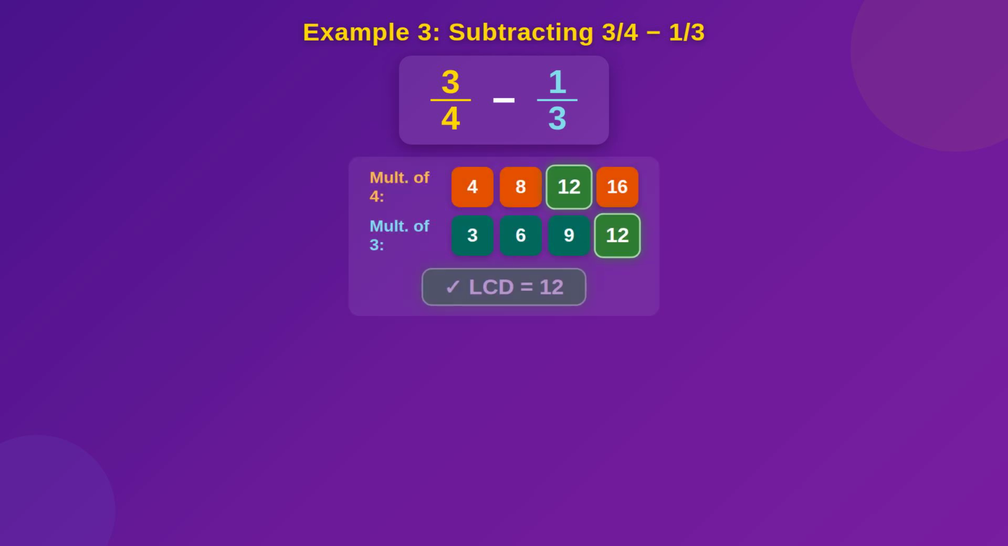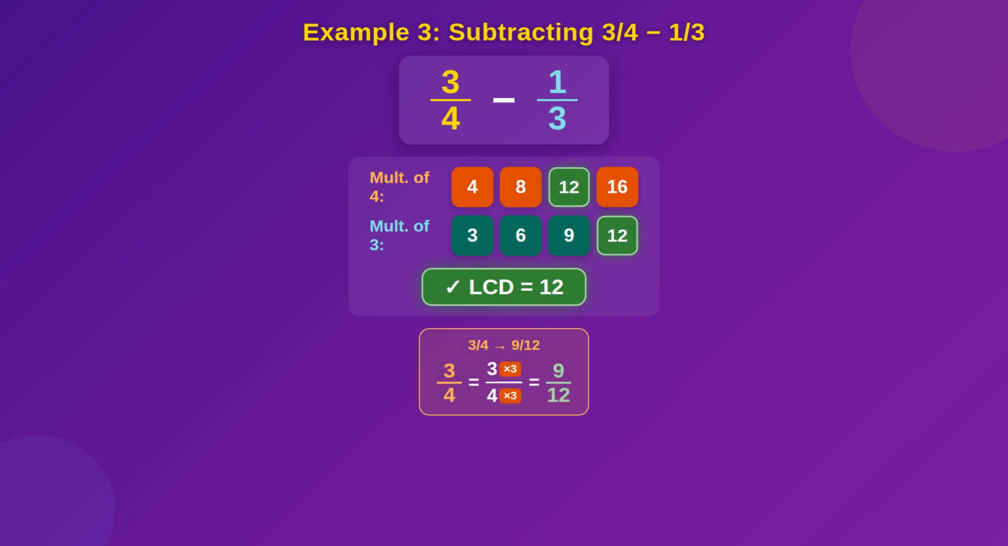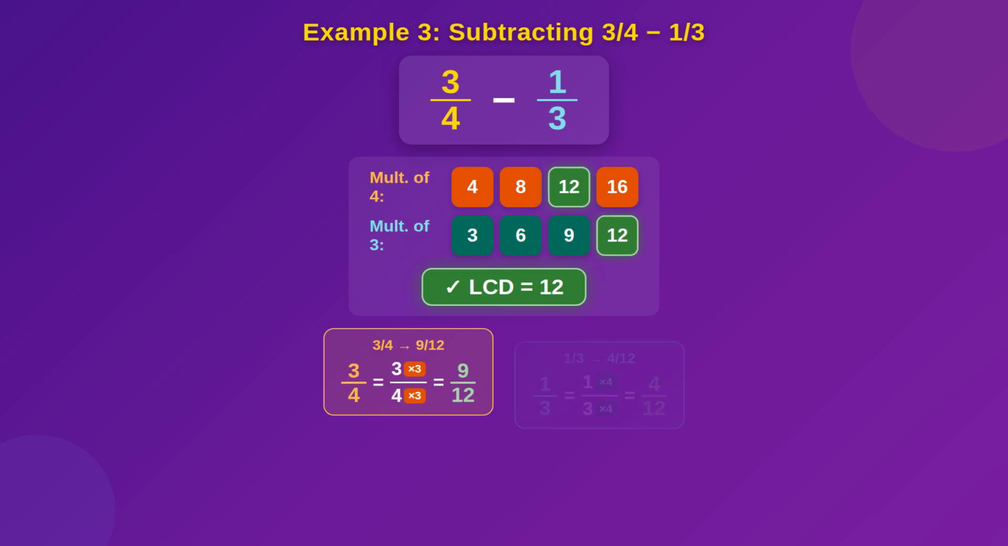Let's try subtraction now. We're solving 3/4 minus 1/3. Find the LCD first. Multiples of 4: 4, 8, 12, 16. Multiples of 3: 3, 6, 9, 12. The first match is 12. LCD equals 12. Now convert 3/4.